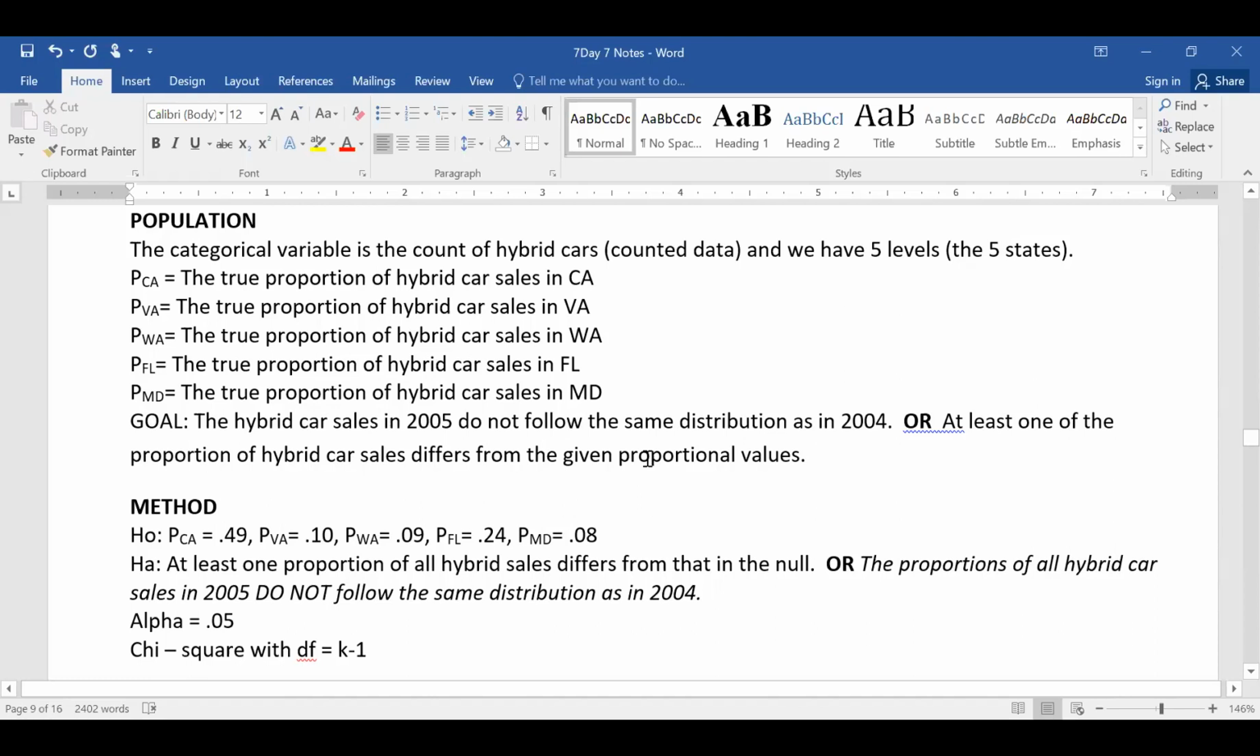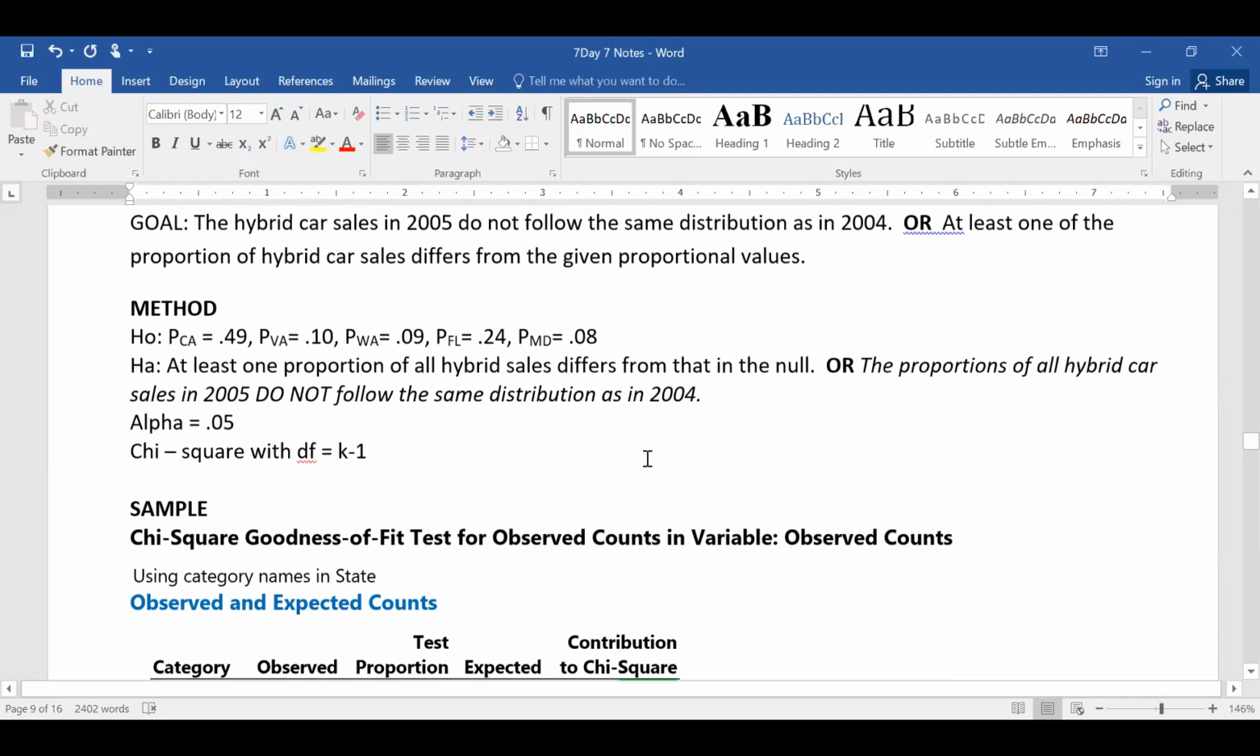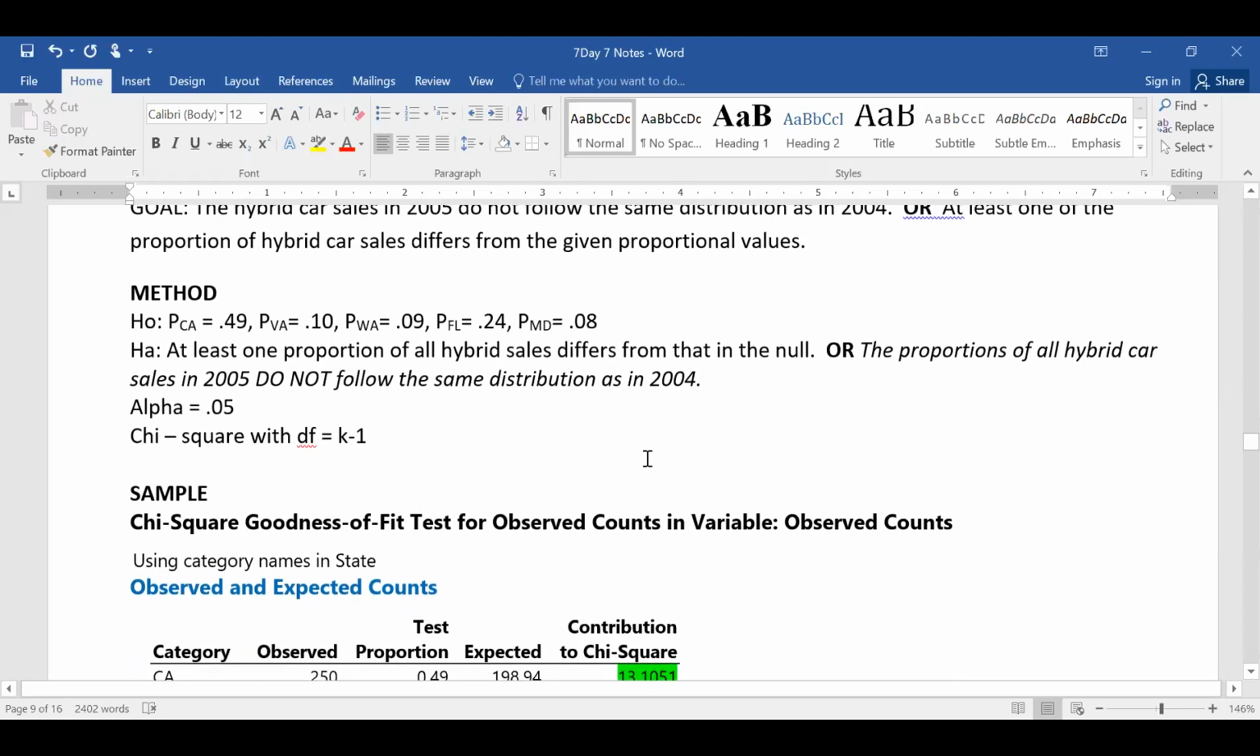So you can write it a couple different ways. I'm just giving you a couple examples of how you could write it here. You don't have to follow the same way, but remember the goal is always about the proportion, at least one of the proportions differing from the null. All right. My method.